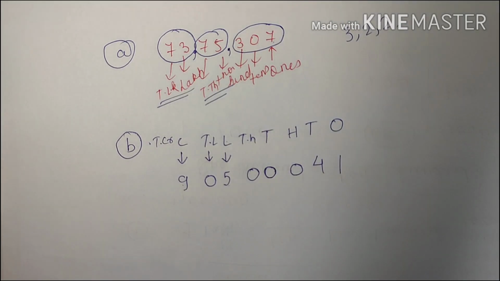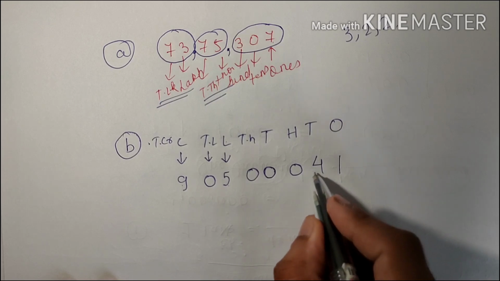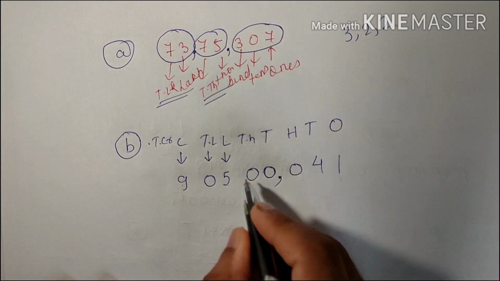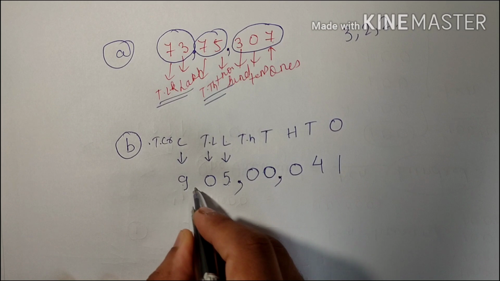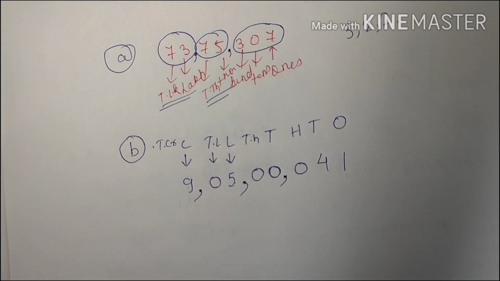Okay, so let's try to insert commas. So 3 to 2 form again, 1 2 3 the first comma, 1 2 the second comma, 1 2 the third comma. Okay, in this way 3 to 2 form. Hope you can understand, and then try C, D and E yourself.